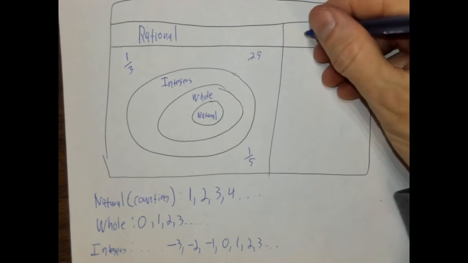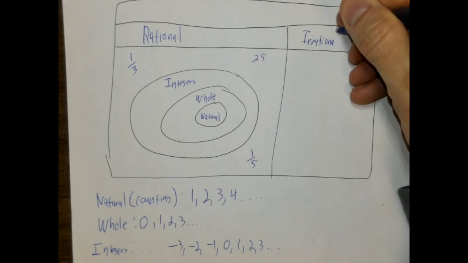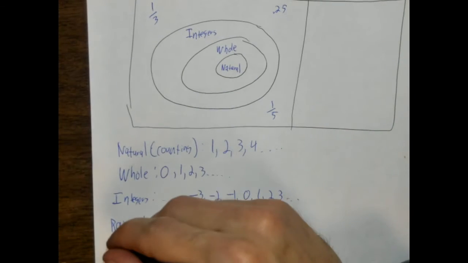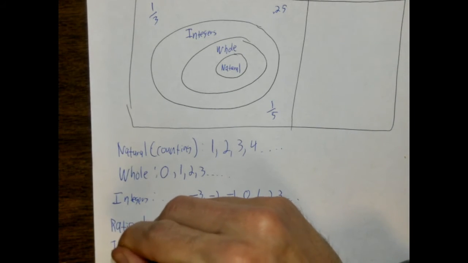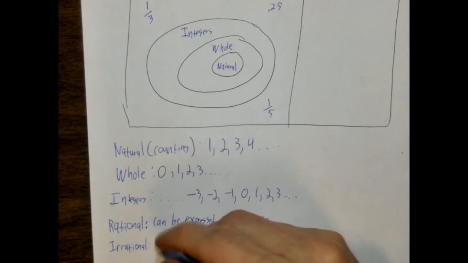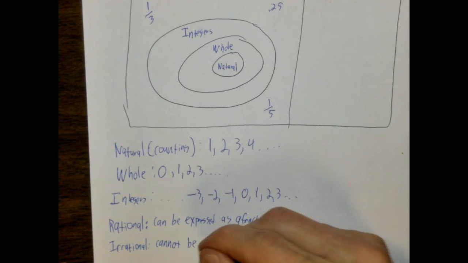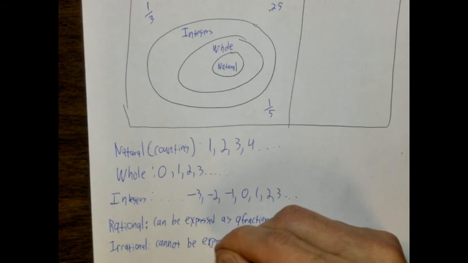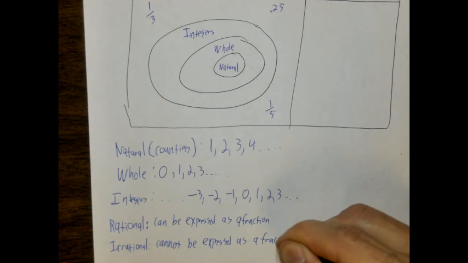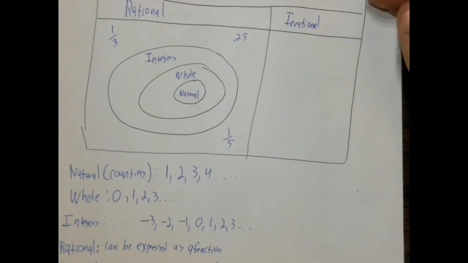We have numbers that are considered irrational, which sounds wild and crazy, right? So irrational numbers are basically things that cannot be expressed as a fraction. So rational, irrational. I always think I'm spelling this wrong. I don't know why that is. Irrational cannot be expressed as a fraction. Okay, so let's think of numbers that can't be expressed as a fraction.